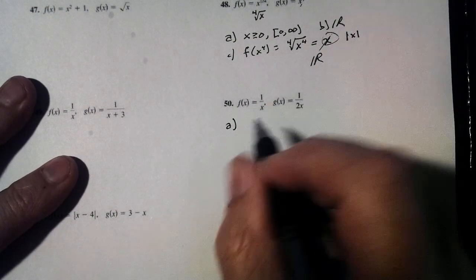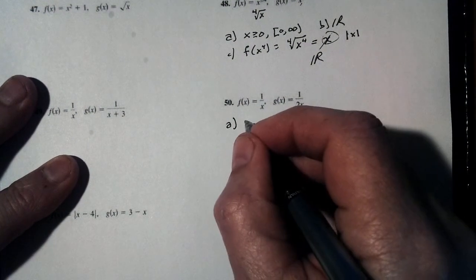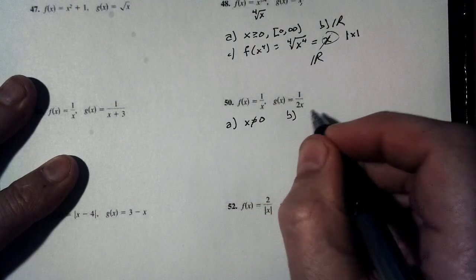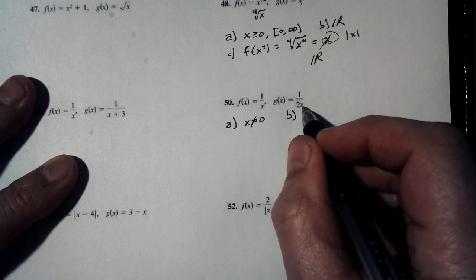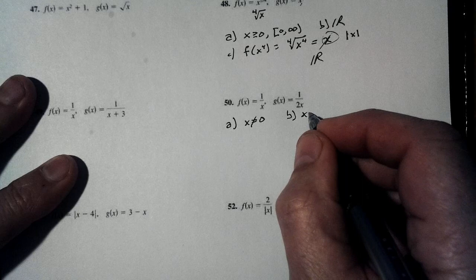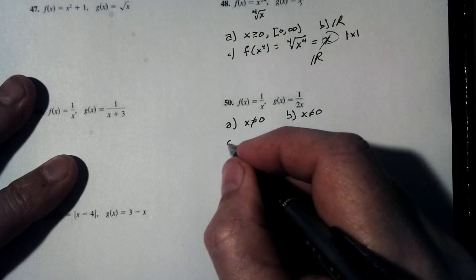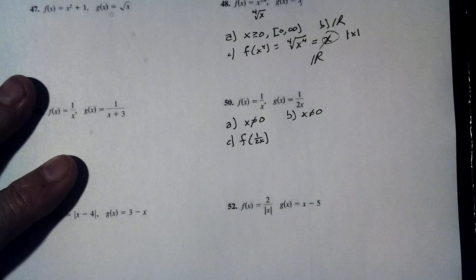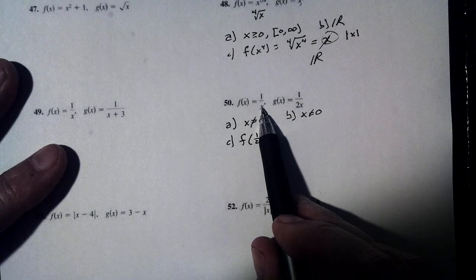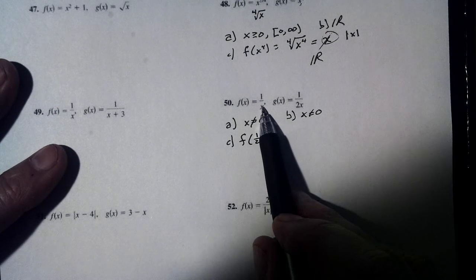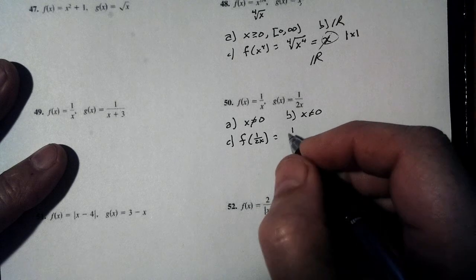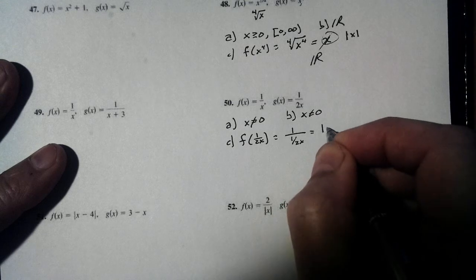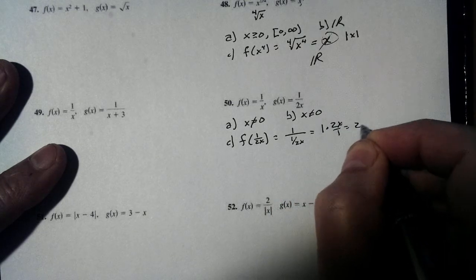So A, the domain of f, hey, I can't divide by 0. X may not equal 0. B. The domain of G, well, if x is 0, we're dividing by 0 again. X may not be 0. C. F of G of x. F is a factory that takes things and puts them underneath 1. So that becomes 1 over 2x, which is 1 times 2x over 1, which is 2x.